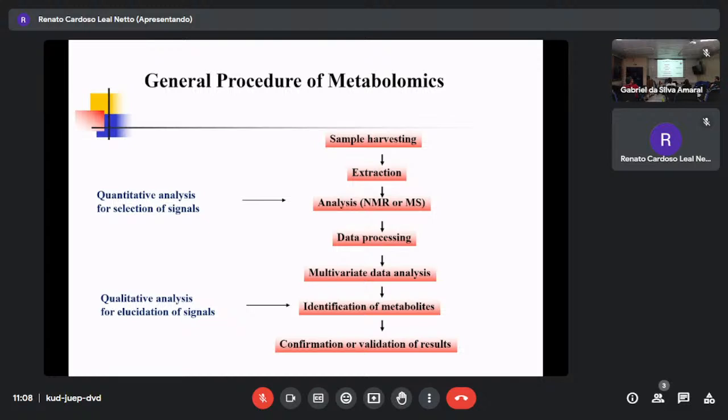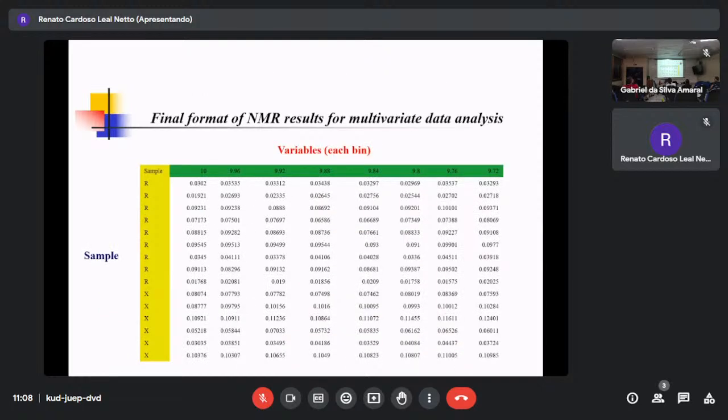And multivariate data analysis helps identification. Now I found this signal is very important, so identification can be focused on that signal. I don't have to identify everything. That is how it narrows down the signals. So the final format of NMR data is now here, 10 ppm, and each sample looks like this, then 9.96 ppm, because I did it every 0.04 ppm.